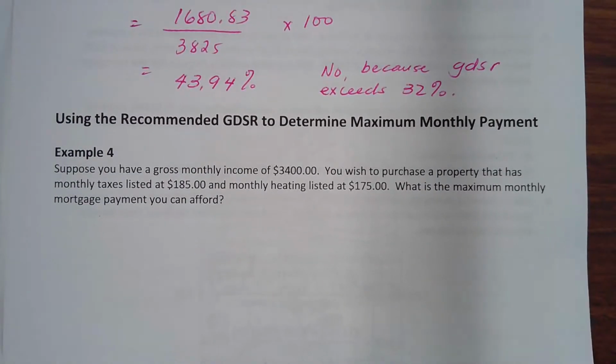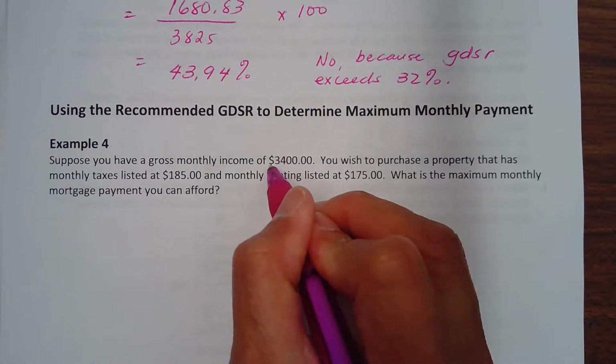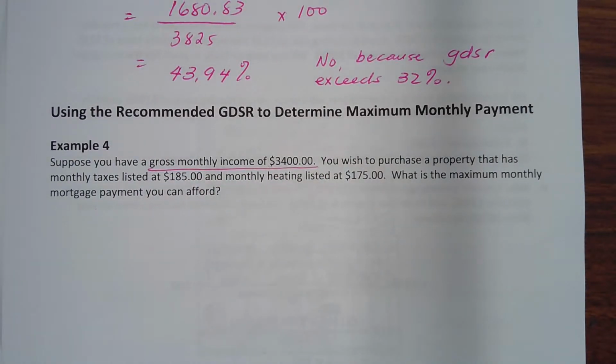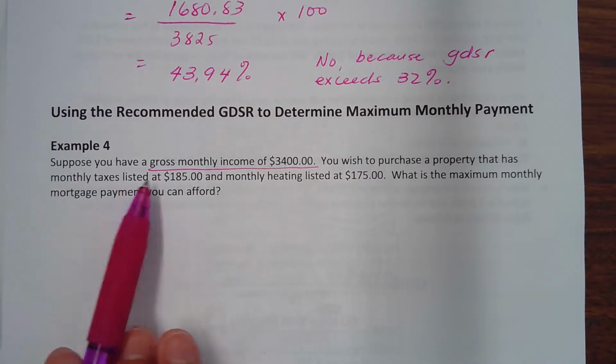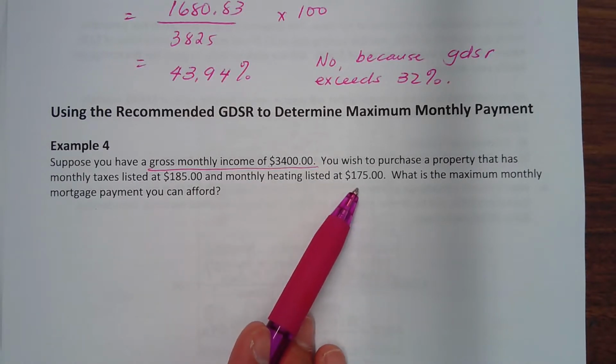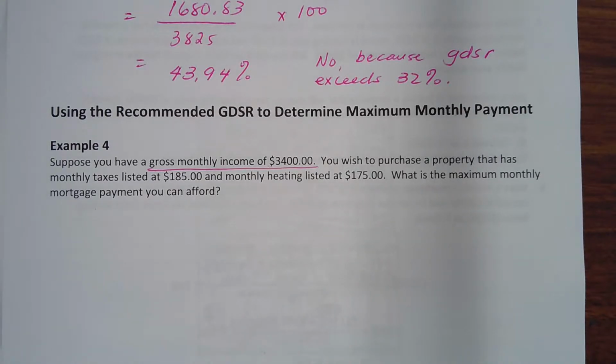Okay, next one. Example 4. How are we for time? Suppose you have a gross monthly income of 3,400, and you wish to purchase a property that has monthly taxes of 185 and an average monthly heating bill of 175. What is the maximum monthly mortgage we can afford?